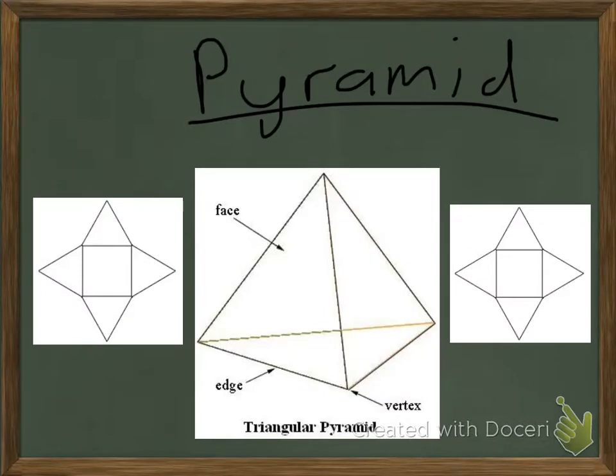The sides are always going to be triangles, where they meet at the top, called a vertex. The name of a pyramid is similar to how it is of a prism, but it's from the base. This is going to be a triangular pyramid because the base is a triangle, whereas this is going to be a square pyramid because the base is a square.